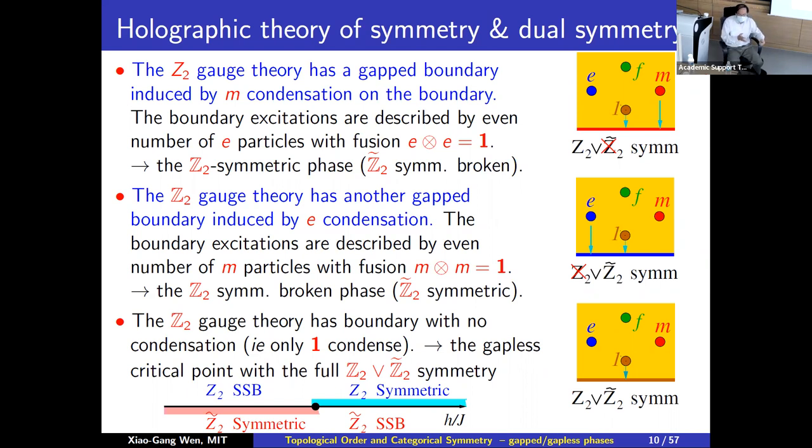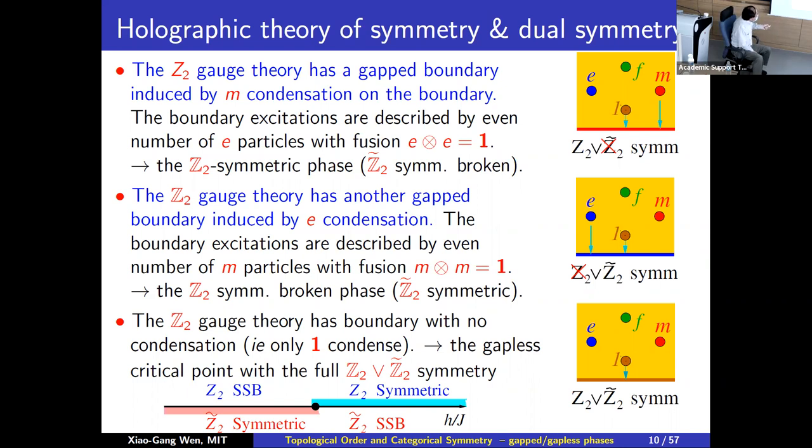So it's against the philosophy I mentioned maybe a few days ago. We want to include all the emergent symmetry, because maybe that gives us full information about a critical point. Here we have an example where we did not include the EM exchange, but this example is very simple. We should do that, and we do that.